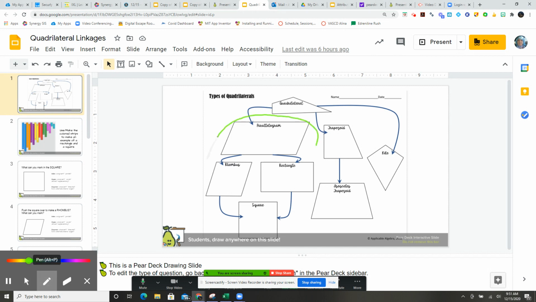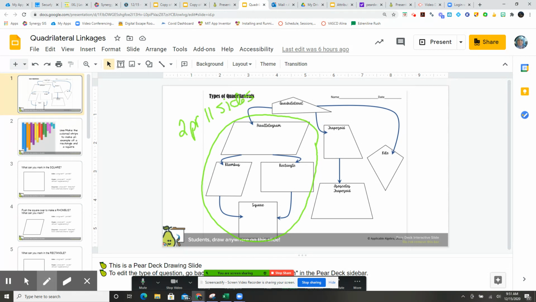So parallelograms, all of those have two pairs of parallel sides, right? Trapezoids have only one pair of parallel sides. Can you be a trapezoid and a parallelogram at the same time? No. You cannot. Shapes are either trapezoids or they're parallelograms. They can't be both because parallelograms require two pairs of parallel sides and trapezoids only one.